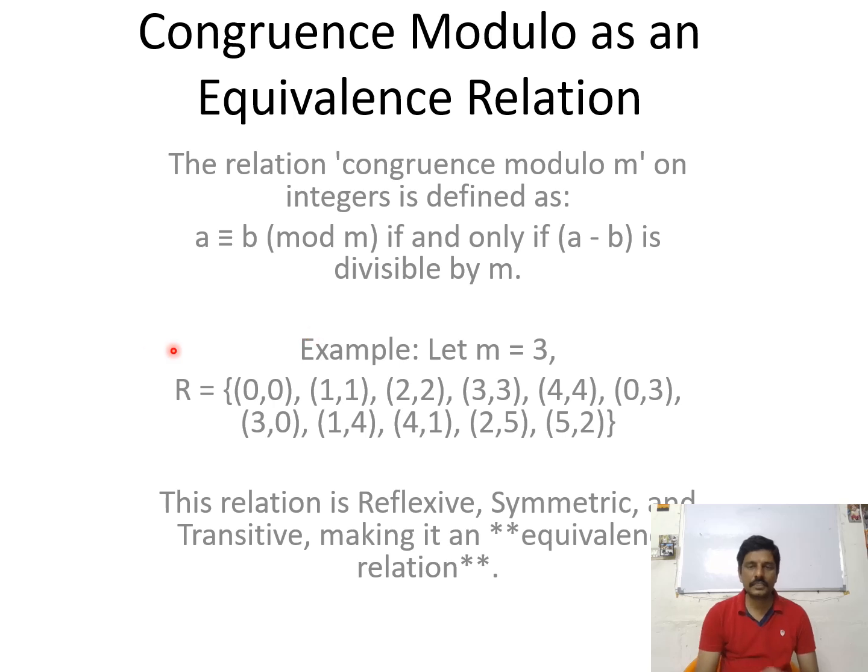Now we will see one most important example for the equivalence relation. Very important. It was asked a number of times in your NSM examinations. Congruence modulo M is an equivalence relation. First of all, what is congruence modulo? The relation congruence modulo M on integers is defined as A congruent to B mod M. A is equivalent to B mod M is said to be the congruence modulo M.